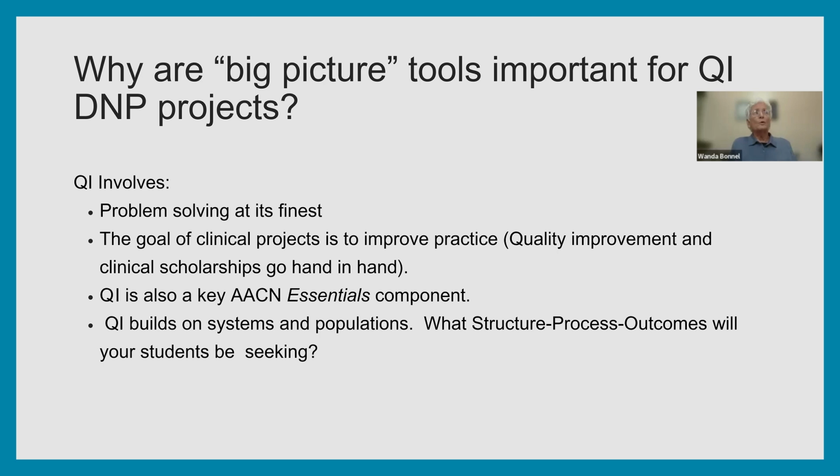And the goals, of course, with quality improvement are to improve practice. And with our projects, we also want our students to be prepared for clinical scholarship and engaging in it in the future. So again, this problem solving and clinical scholarship go hand in hand. And I know, as you're well aware, that the AACN Essentials emphasize QI as a key focus. So we're helping our students show competencies with the AACN Essentials as they develop quality improvement projects. And then, as we mentioned, quality improvement builds on systems and populations. So Kit and I are encouraging you to think along with us so that you can gain the most, maybe from projects you're already working on, or some that you are hoping to help students plan. What are the structure, process, and outcomes that your students will be seeking?